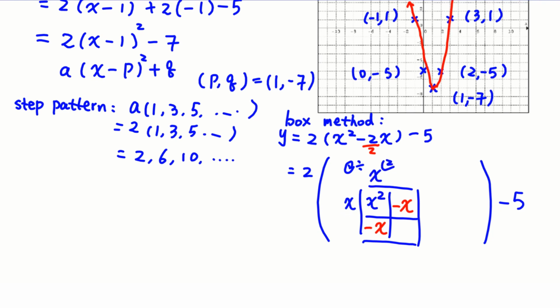After that, we do another division. Area is negative x for this box, one side is x, do the division to find the other side. Negative x divided by x gives you negative 1. And the third division. This is area, negative x, then this is x, negative x divided by x gives you negative 1.